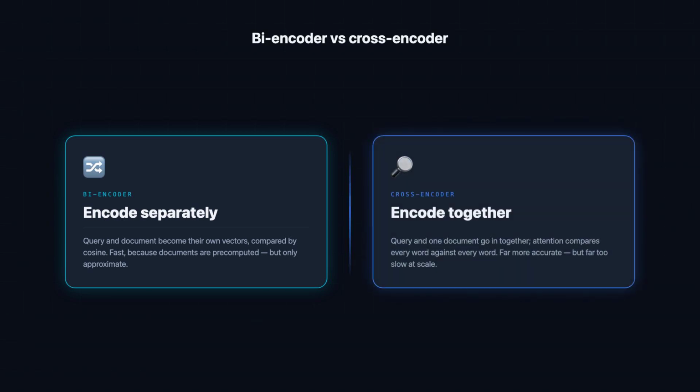The other model, the cross-encoder, feeds the query and one candidate document into a transformer together in a single pass and outputs one relevance score. Now attention can compare every query word directly against every document word. That's far more accurate, but you have to rerun the model for each document, so it's far too slow to sweep an entire corpus.